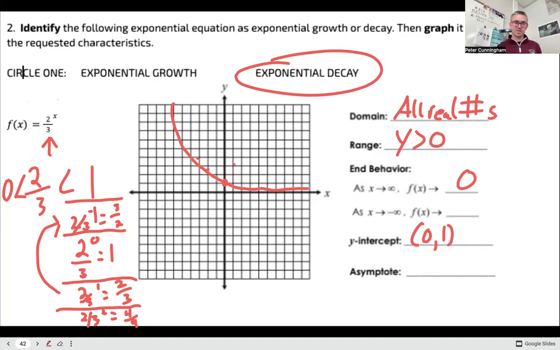Now, as it goes to the left, as we go down into the negative portion of the x values, my y values, that's when they're going up. They're going toward positive infinity. The asymptote is still at y equals 0. So really just the end behavior is the only thing that's going to change, but please actually look at the graph and see where that end behavior is.